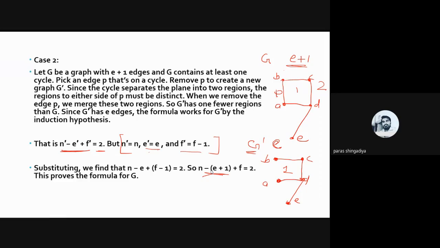So what does it mean? It means that for any graph you take which has e plus 1 edges, the formula will work. That is right: n minus of e plus 1 plus f is equal to 2. So that's the proof of the Euler formula.